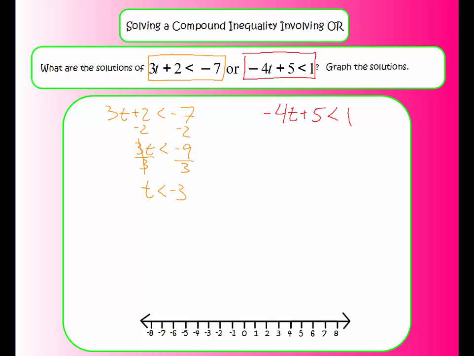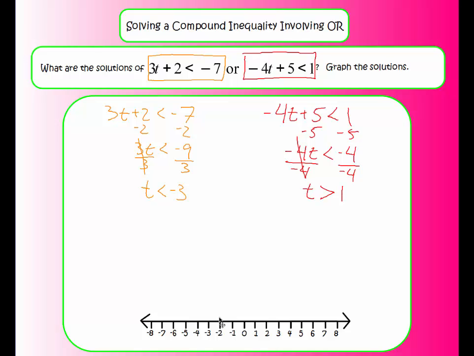Over on the right, I would subtract 5 from both sides first, leaving me with negative 4t is less than negative 4. I now am dividing by negative 4, so I think, do I need to flip the sign? Yes, I'm dividing by a negative number. So I'm left with t is greater than negative 4 divided by negative 4, which is 1.